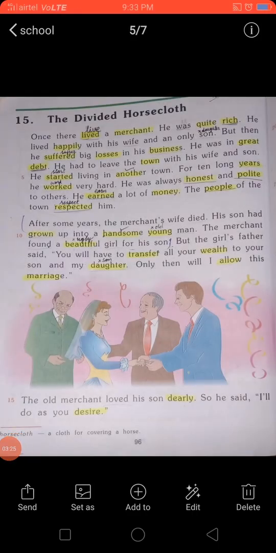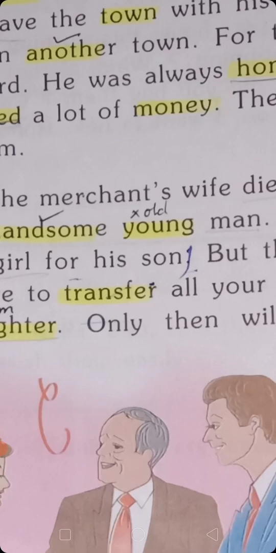He had to leave the town with his wife and son. He started living in another town. Another also comes under compound word. Usually I give a right tick mark to compound words. You all are aware of this. For 10 long years he worked very hard. So he was suffering losses and all in his business. He left that place where he used to stay, and he moved to some other town. If something belongs to someone, we use apostrophe s, right?